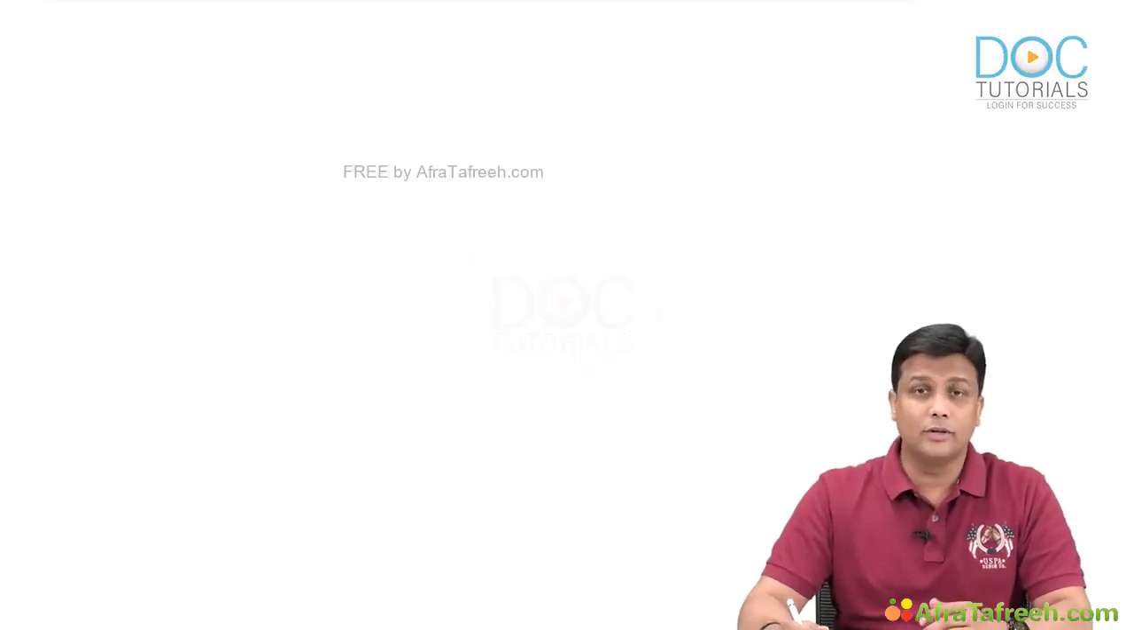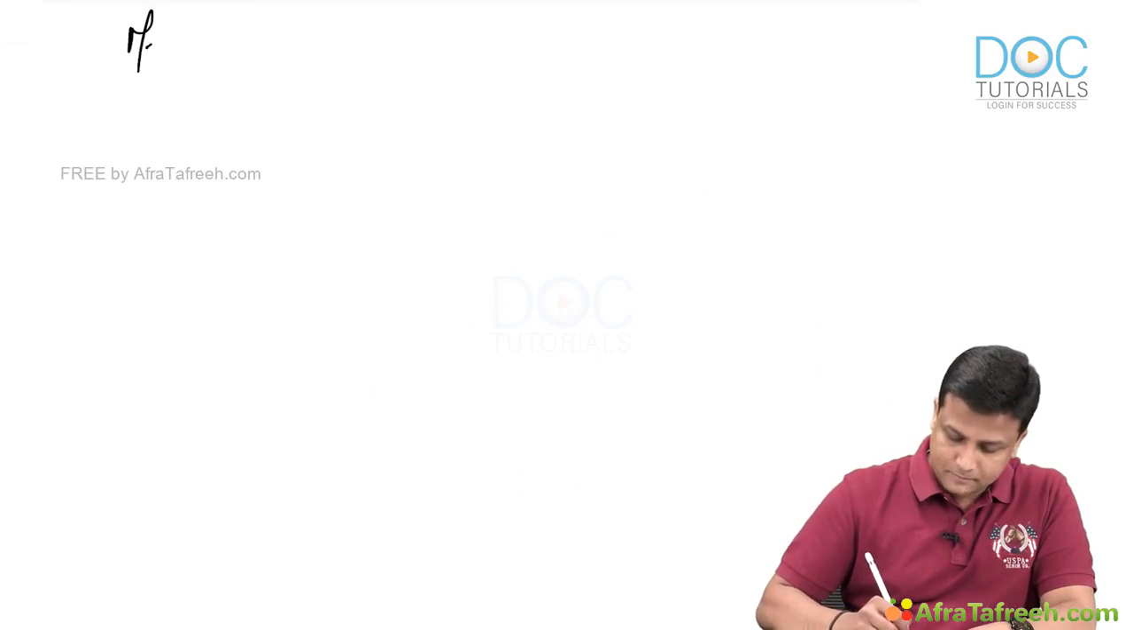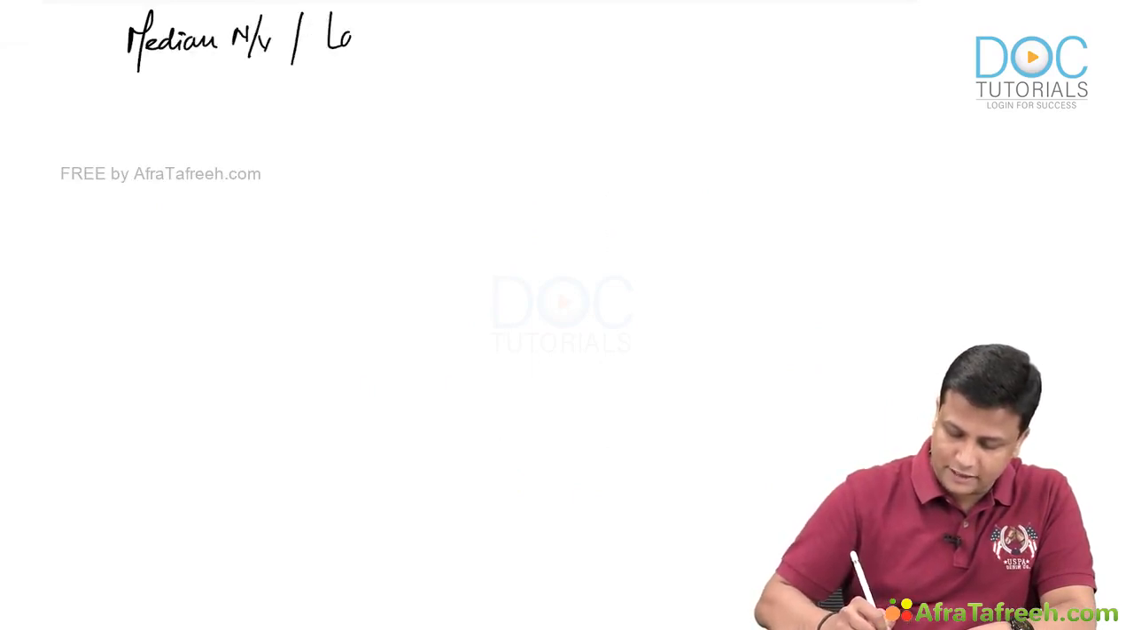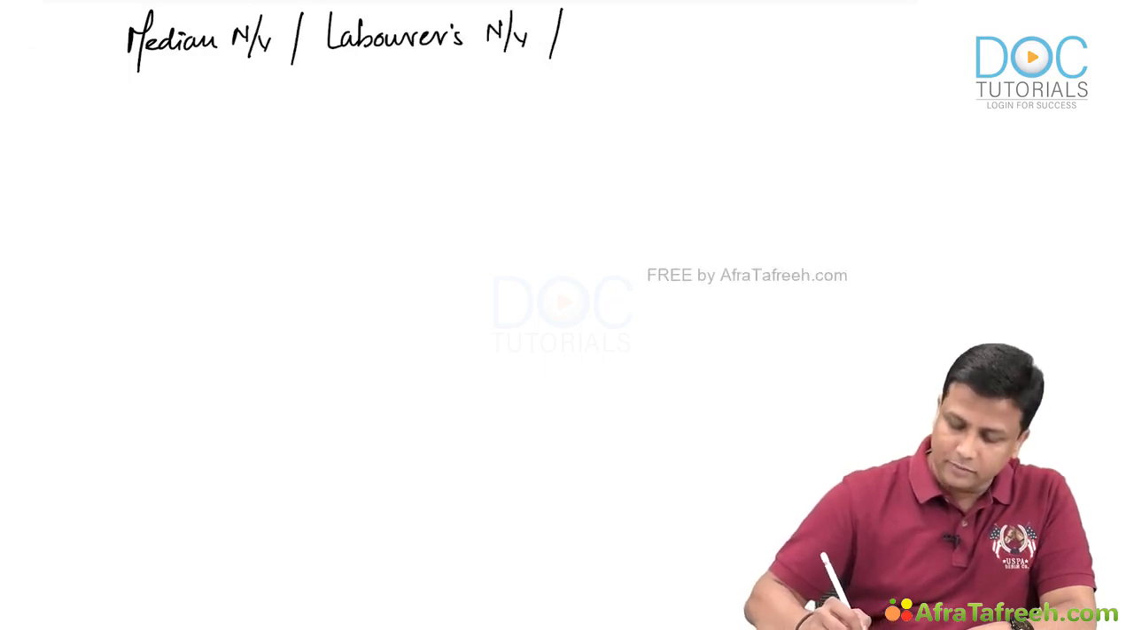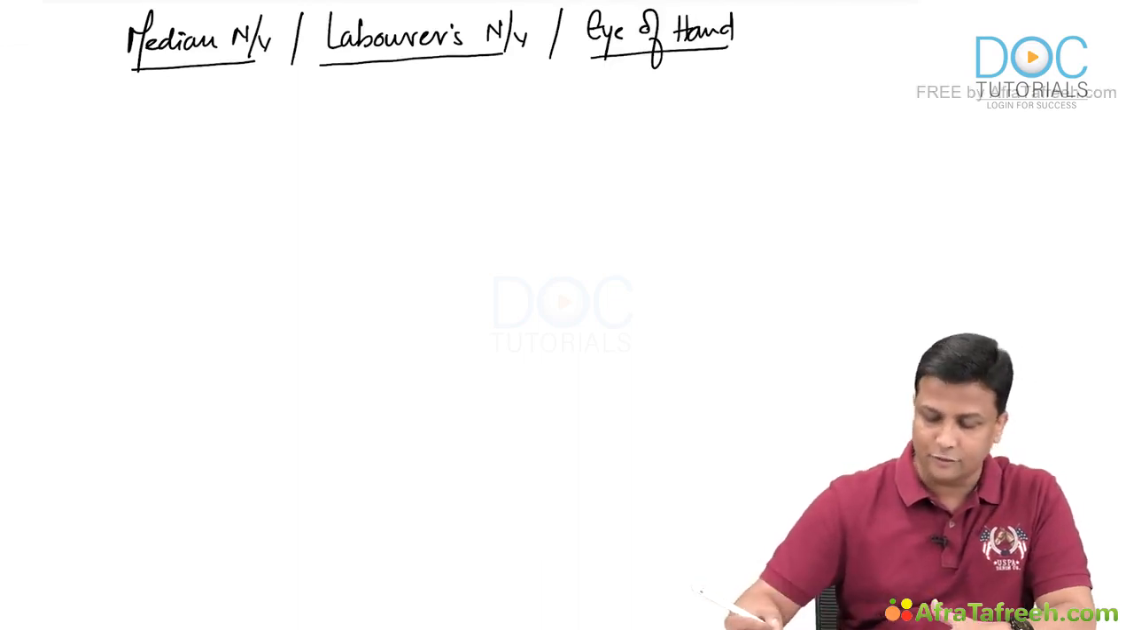Now let's talk about the next major nerve, that is your median nerve. Okay, so the median nerve is also known as the laborer's nerve, guys. First, write down median nerve. The median nerve is also known as the laborer's nerve. And one more name that you have to remember here, it is also known as the eye of the hand.